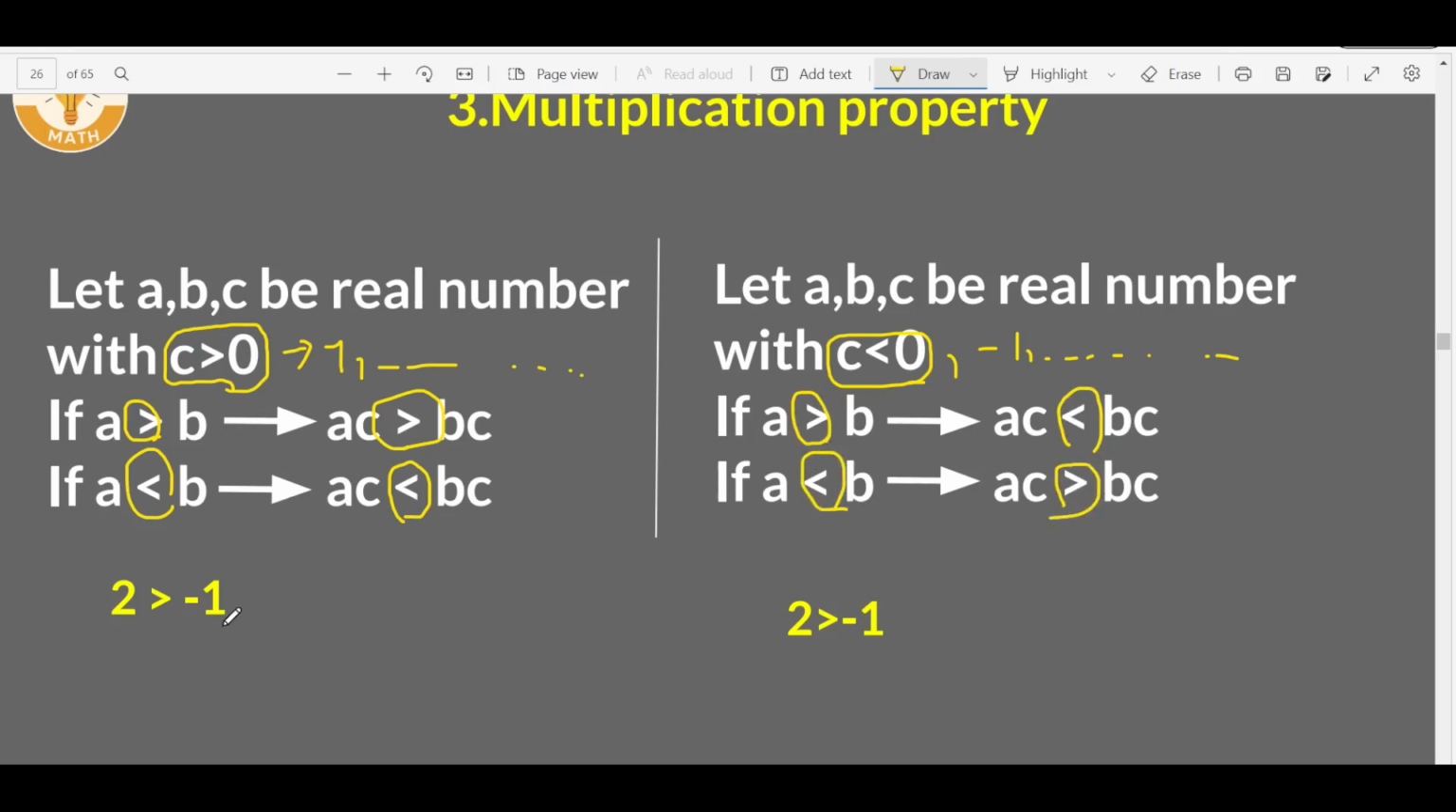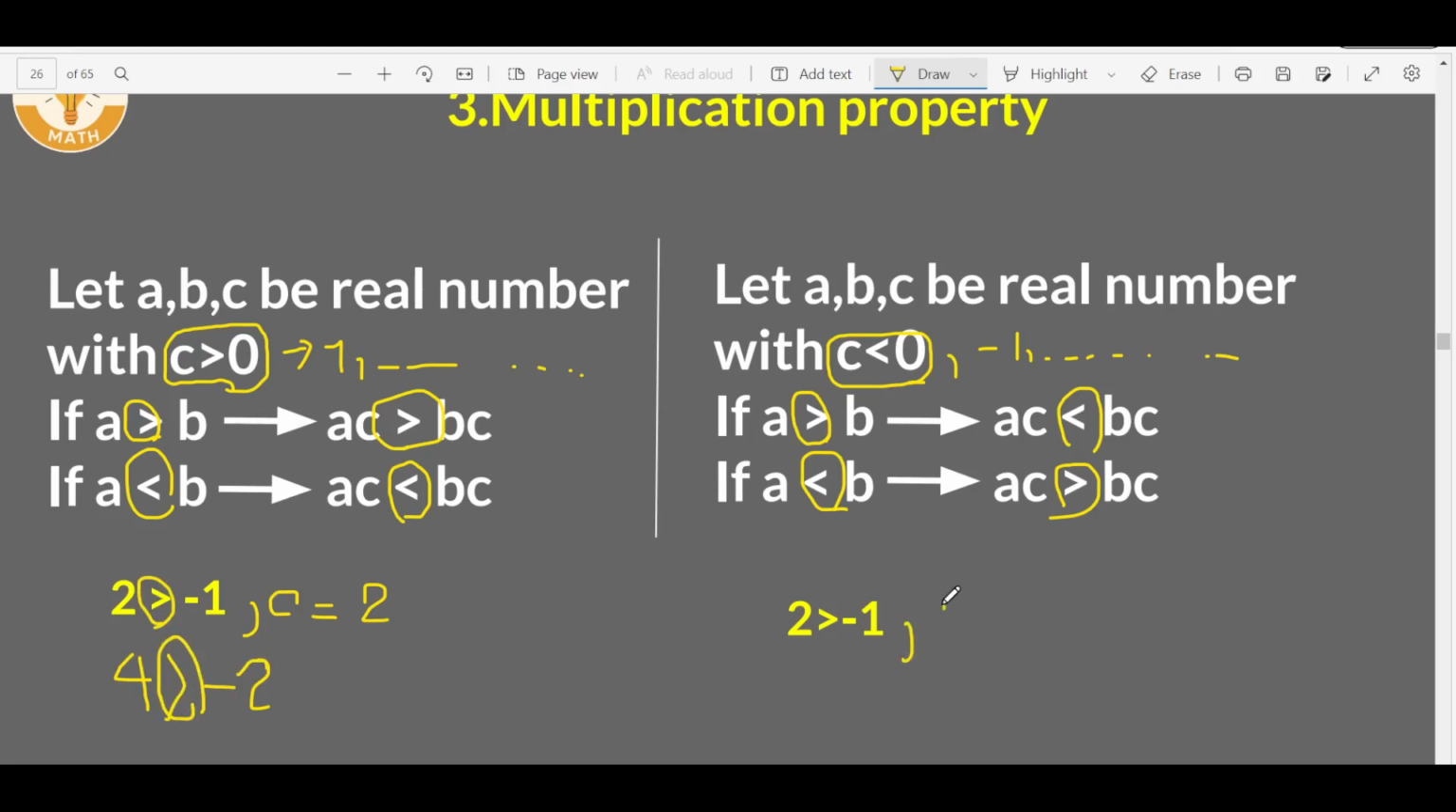Let's do an example. Okay, I will put c as a positive value, let's say 2. When you multiply both sides with 2, you will get 2 into 2, which is 4. Minus 1 into 2, you will get minus 2. So which one is still greater? 4 is still greater. So the greater than sign will still remain as greater than.